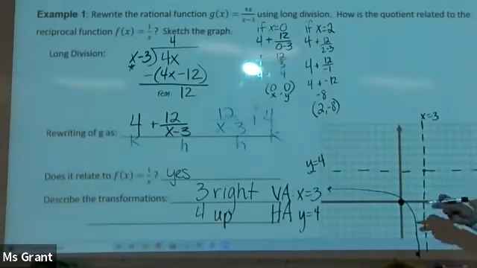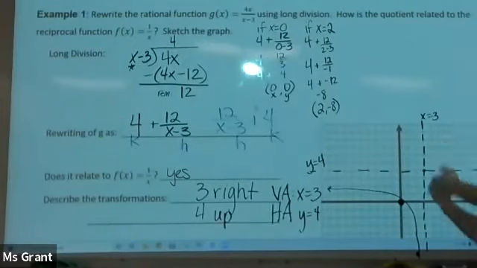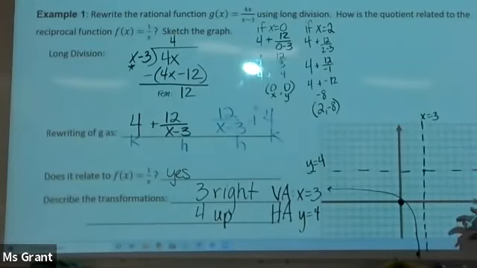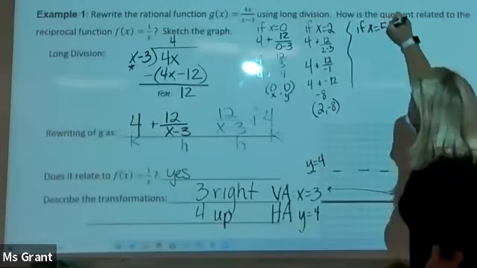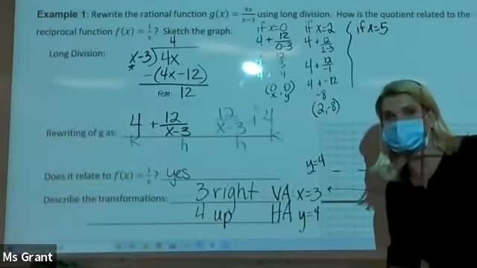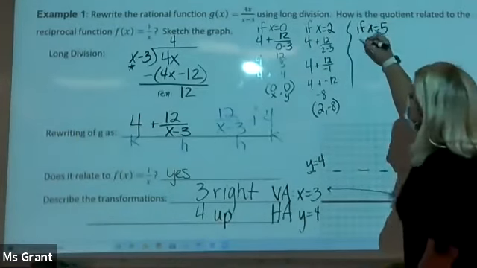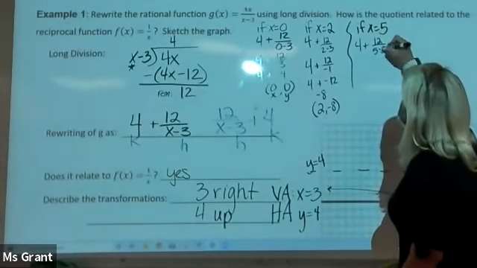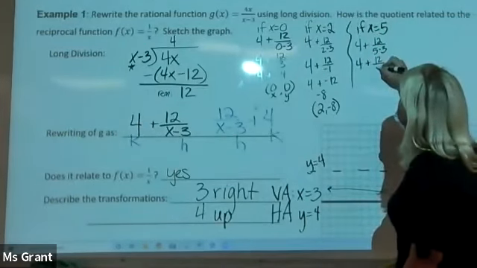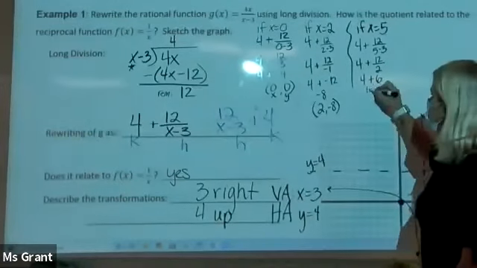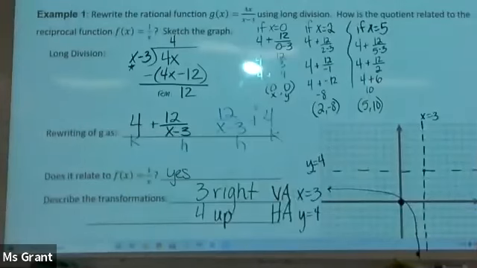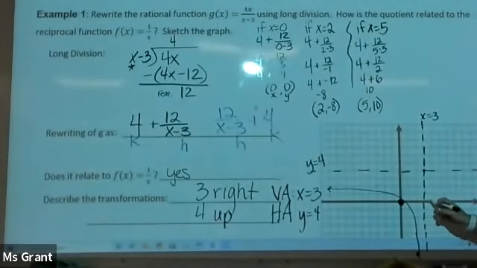Now let's just do 2 points on the right side of my vertical asymptote to see where my shape is here. Well, 4, 5, 6, or 7, something like that. If x equals 5, you can pick whatever you want. If you want to pick 27, go for it. I just pick small. 4 plus 12 over 5 minus 3, 4 plus 12 over 2, 4 plus 6, 10. 5 comma 10, 1, 2, 3, 4, 5 up 10.